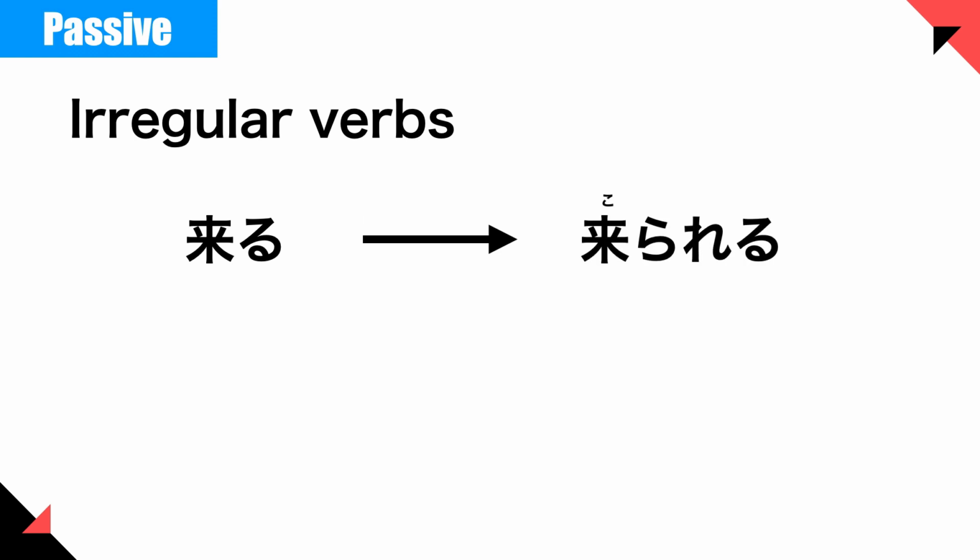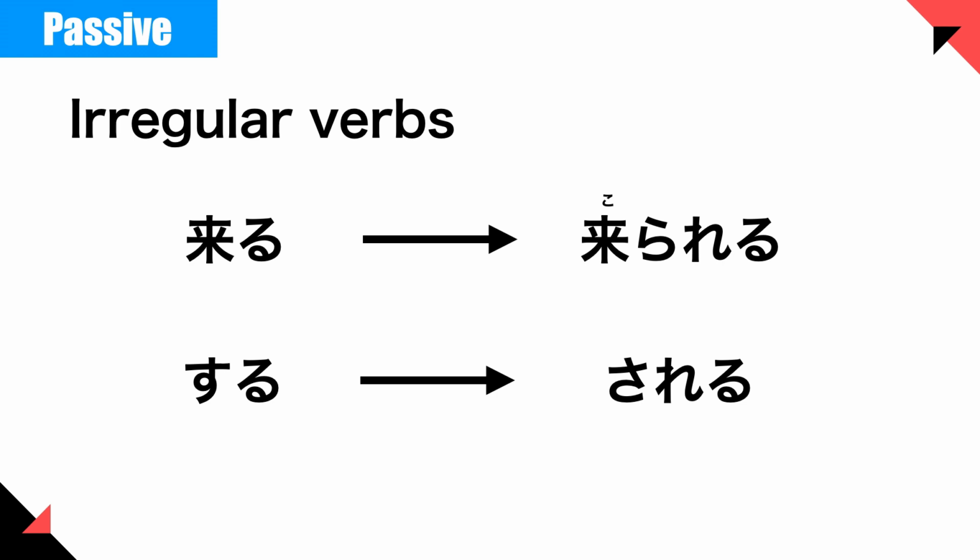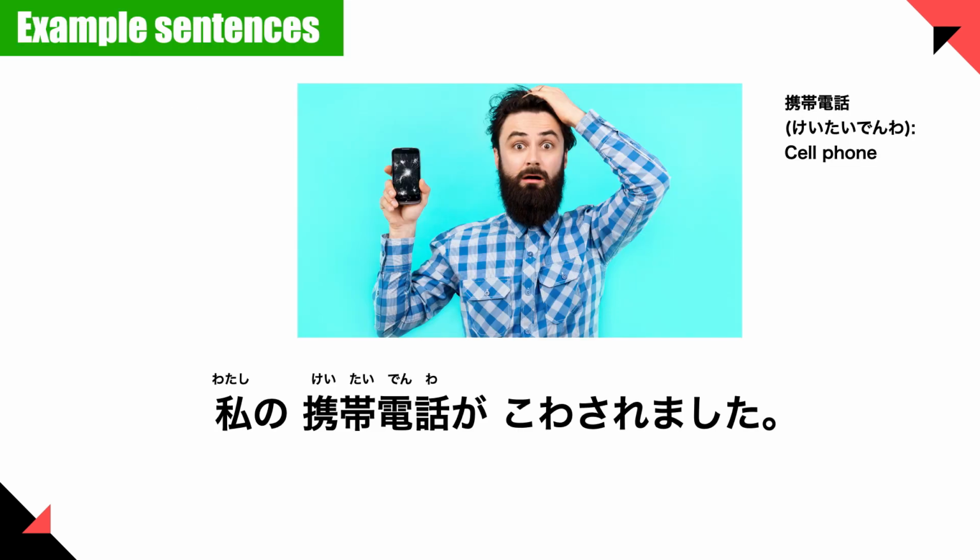Alright, irregular verbs. 来る、来られる。する、される。Alright, those are two special words that you just need to remember how to conjugate. So let's look at example sentences now.